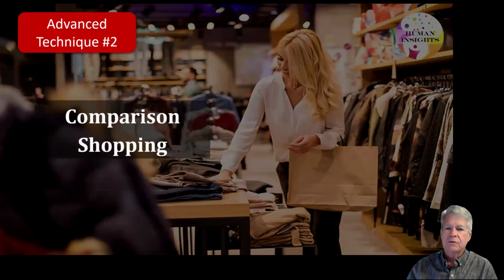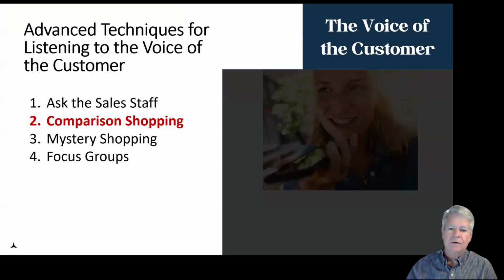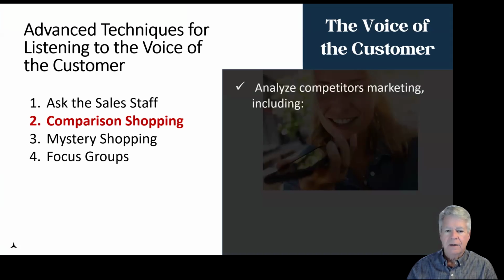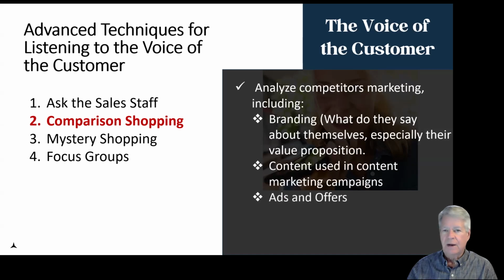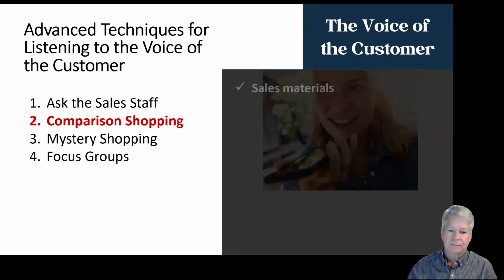Advanced technique number 2, comparison shopping. Shop your competitors online and in person. You can use salespeople or hire an expert. Small business owners can do this themselves or even ask family members to do it for you. Analyze competitors' marketing, including branding. What do they say about themselves, especially their value proposition, the content they use in content marketing campaigns, their ads and offers, and the entire customer experience.